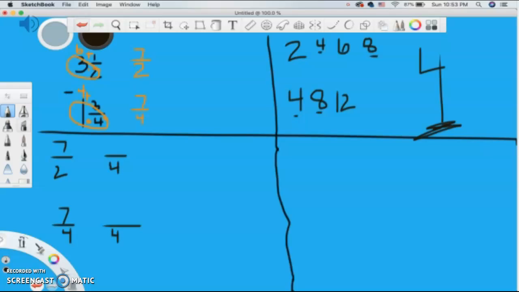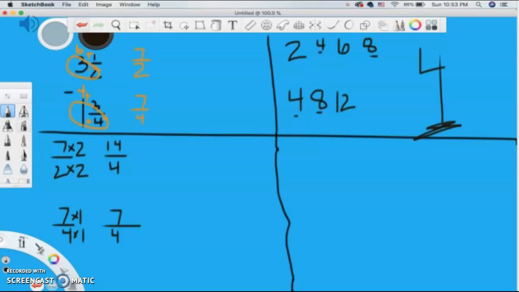Okay? Again, I'm going to take 4 and figure out how can I go from 4 to 4? Well, I'm going to say 4 times 1. And so I'm going to do the same thing to the top number. 7 times 1 gives me 7. I move to the top fraction. How can I go from 2 to 4? Well, 2 times 2 gives me 4. So I will do the same to the top number. 7 times 2 gives me 14.